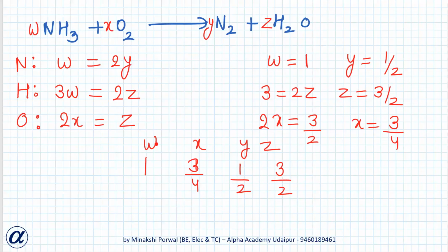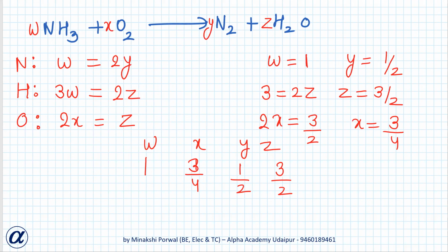Now we have written all the variables W, X, Y and Z. W is 1, X is 3/4, Y is 1/2 and Z is 3/2. Okay. Now the next step is making all of them whole numbers. As we have fractions, we don't want fractions. So what will we do? We multiply by the greatest denominator, which is the LCM of all of them.